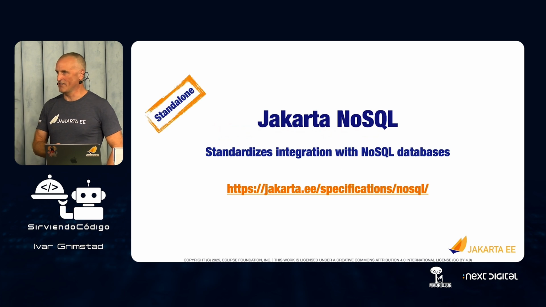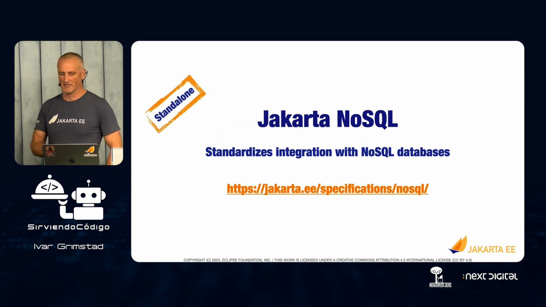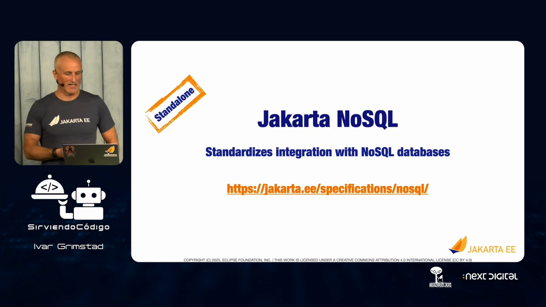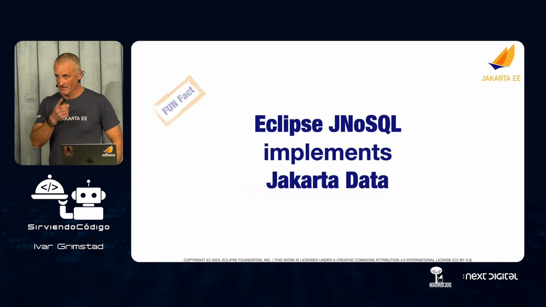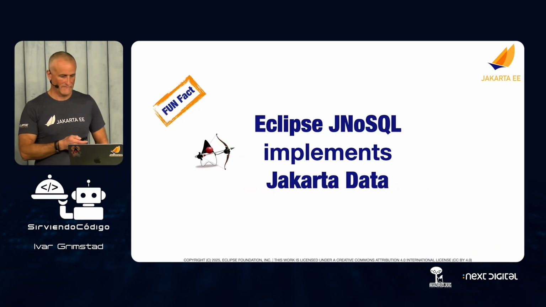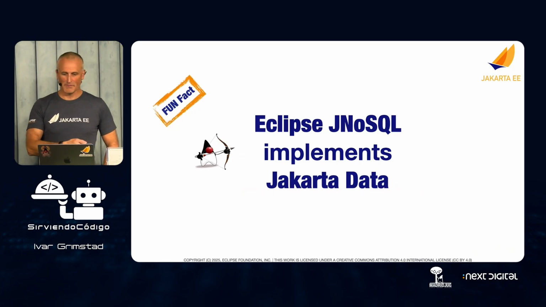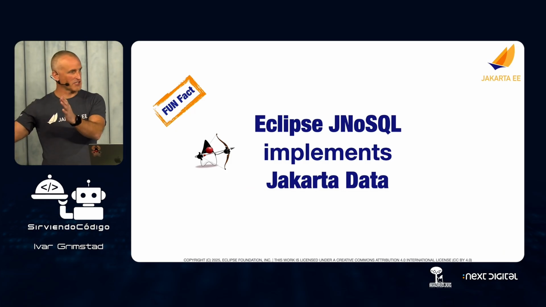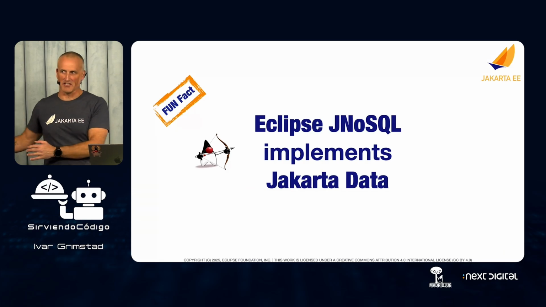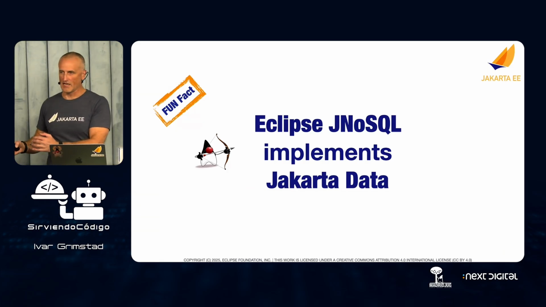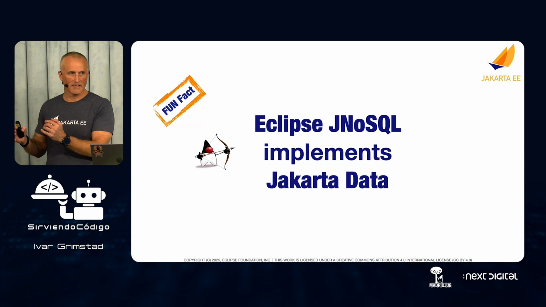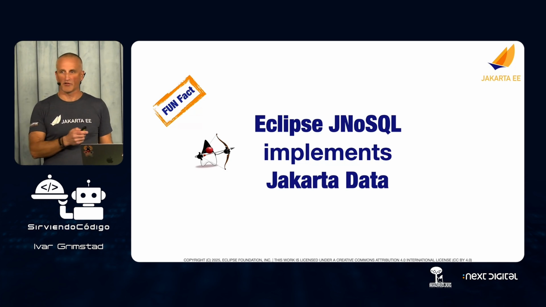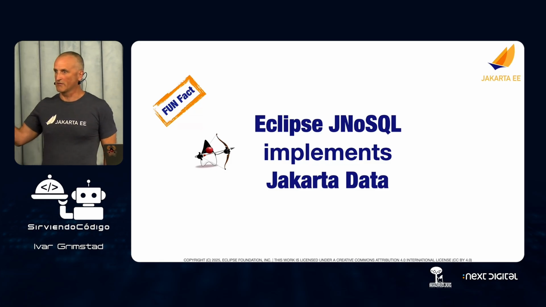We also have Jakarta NoSQL. They're in release review very soon now. So Jakarta NoSQL 1.0 will be released maybe in a couple of weeks. So that's absolutely a candidate for the next version of Jakarta EE. And a fun fact is that Eclipse JNoSQL, which is the compatible implementation of Jakarta NoSQL, implements Jakarta Data as well. And that is the one that will be used as a ratifying implementation for GlassFish for Jakarta EE 11. It won't support JPA, but it will support NoSQL.